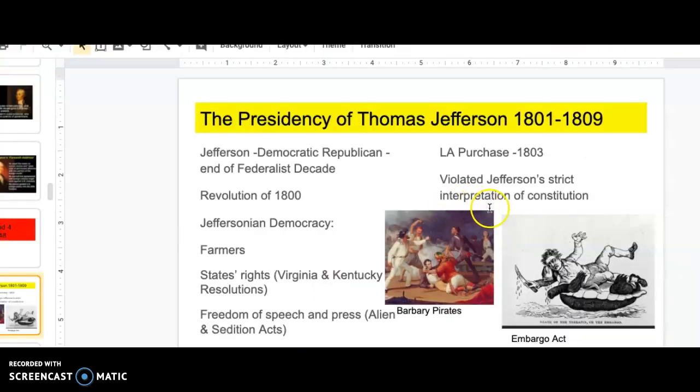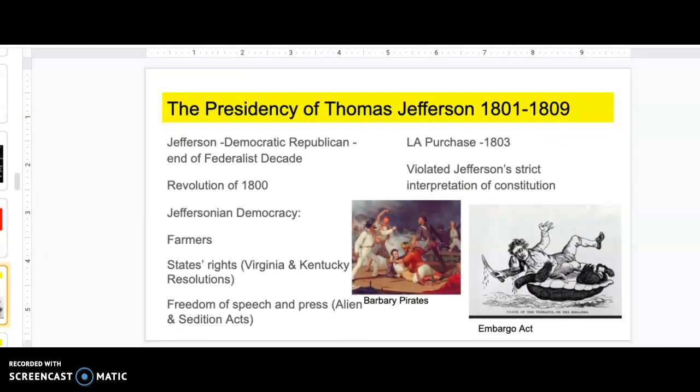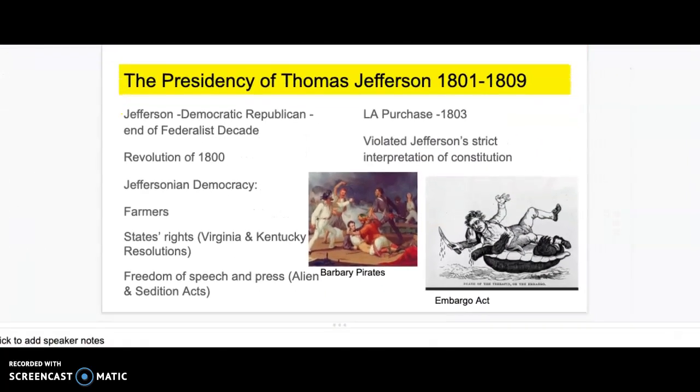Let me see if I can change this. This is kind of weird the way I've got this. So let me see if I can, yeah, there we go. Maybe that's a little bit better. I'm not good at technology here.